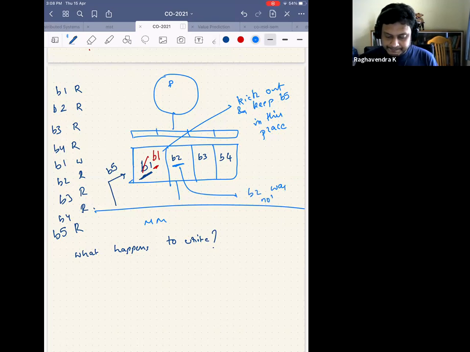B2 was not changed, but B1 was changed. So if B2 was replaced, I don't have to write to the main memory. But if B1 is replaced, I have to write to the main memory. But now how do I know that a particular block has been changed or not?